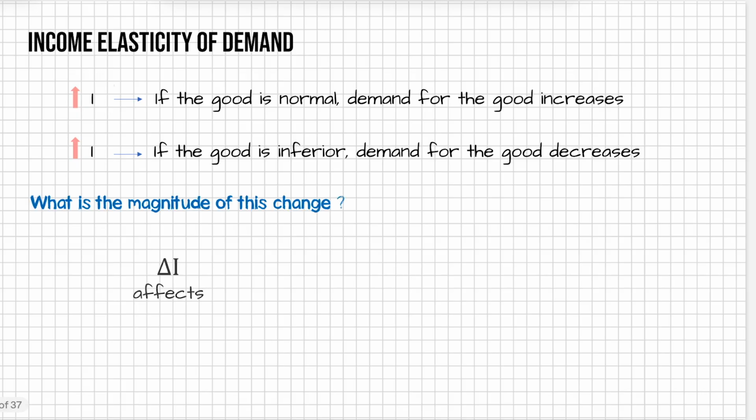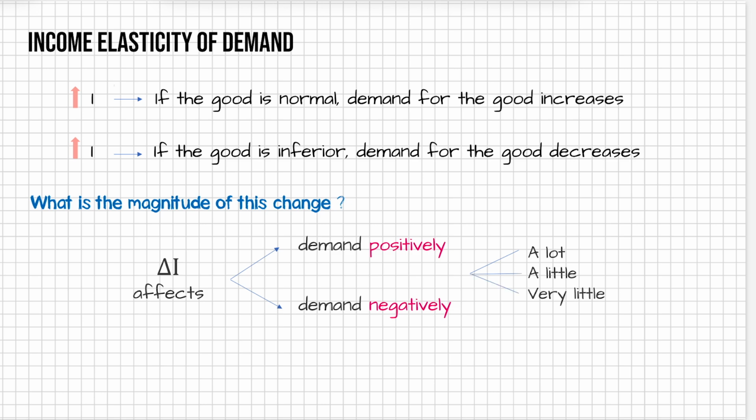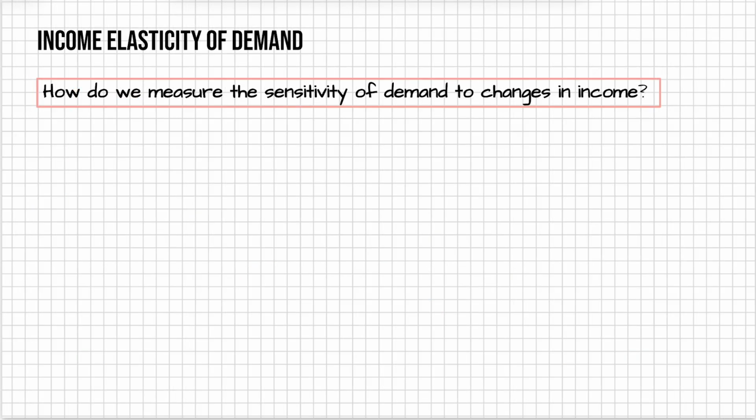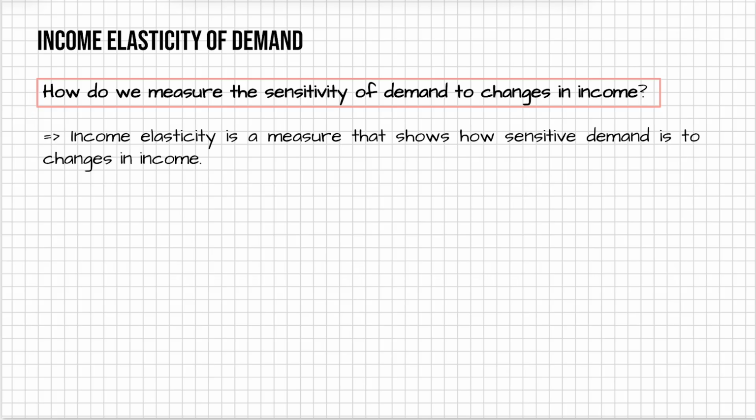We know that a change in income can affect demand positively or negatively. But does a change in income push demand a lot, a little, or barely at all? So how do we actually measure that? How do we measure the sensitivity of demand to changes in income? That's exactly what income elasticity measures, how sensitive demand for a good is to changes in income. It shows the direction of change, up or down, and also its magnitude of change.